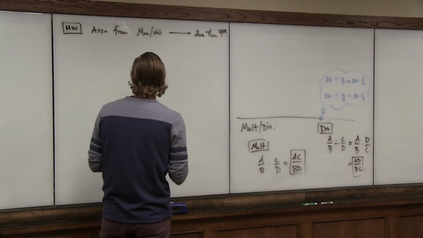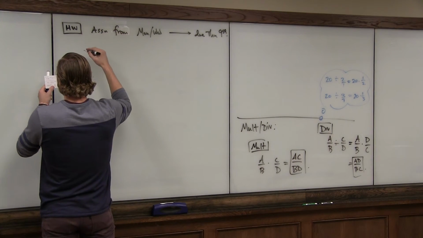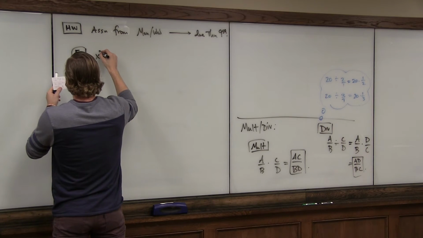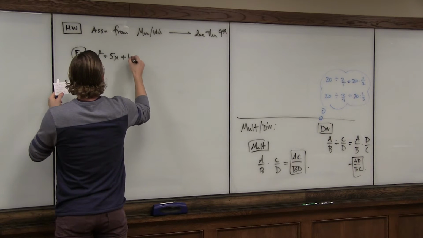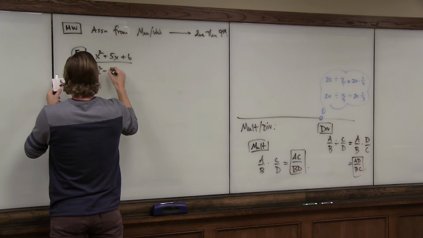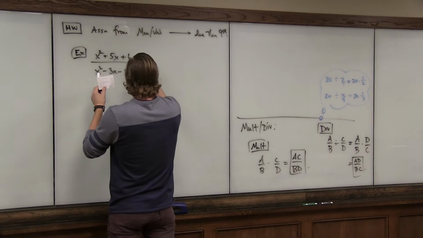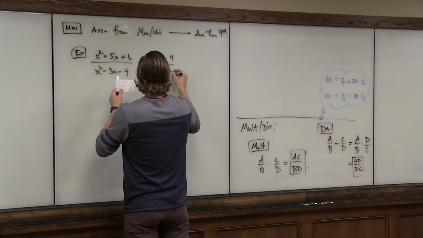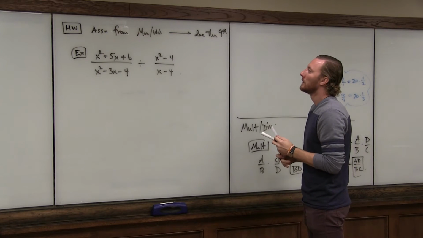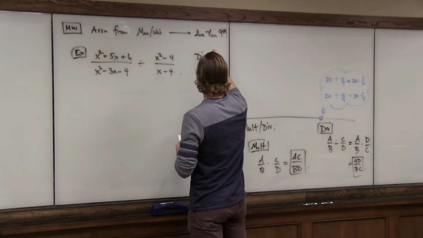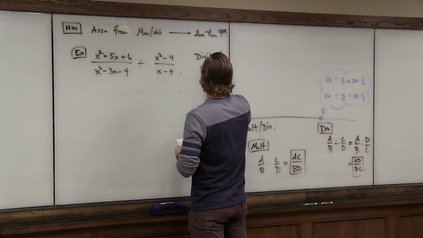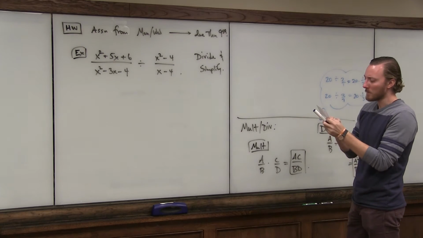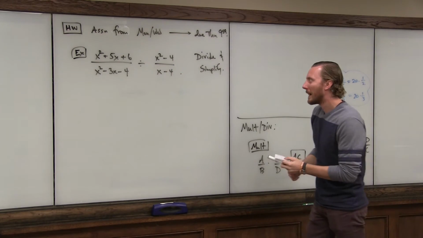As an example to see this in full view, let me give you an example to see this in action. Let's say x squared plus 5x plus 6 over x squared minus 3x minus 4, and we are going to divide this by x squared minus 4 over x minus 4. And ultimately, the process here is going to be to divide and simplify. So, looking at this problem, how can we proceed?